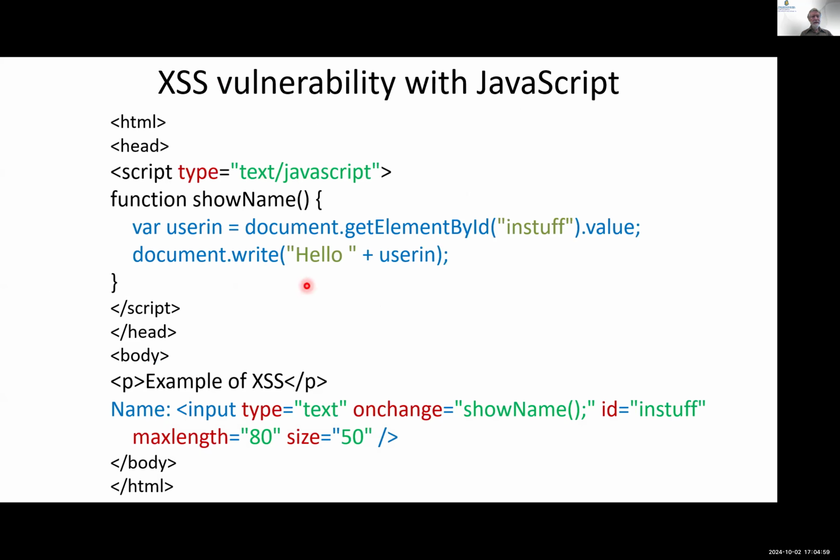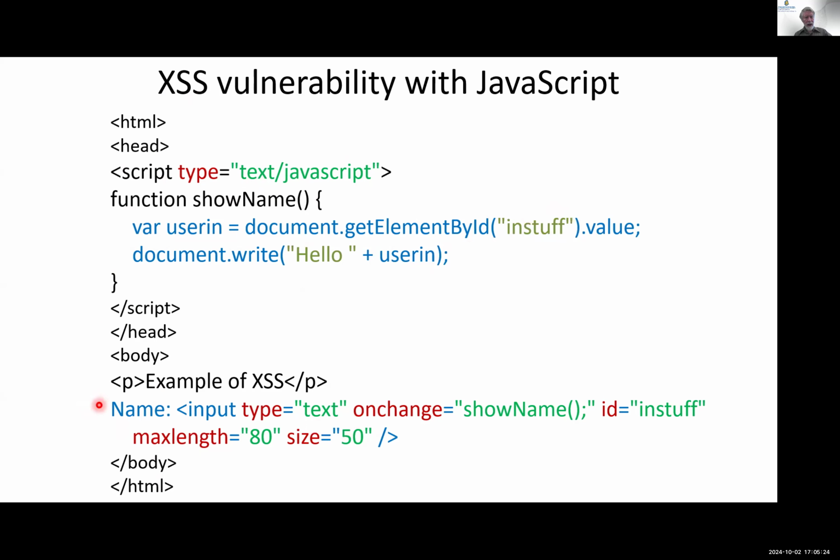All right, here's an example. We have this web page. Not much to it. One file. All web pages start with HTML. Head, there's the header. Inside the header is some script, which is JavaScript, and I have the function showName. It just gets the element by ID, inStuff.